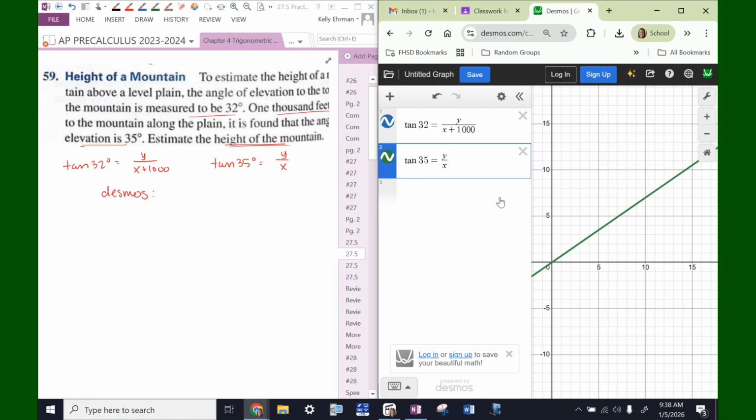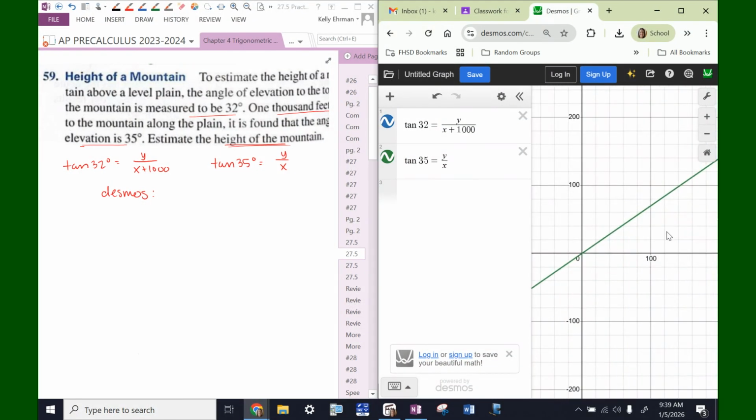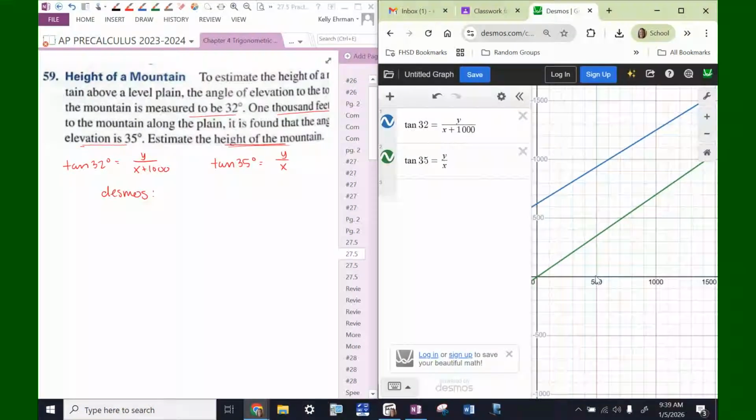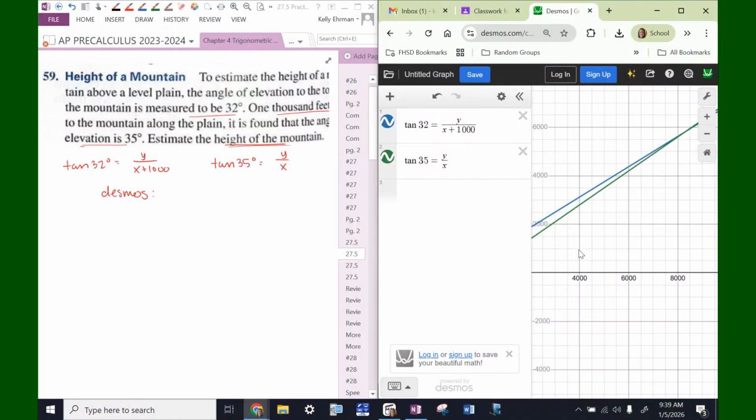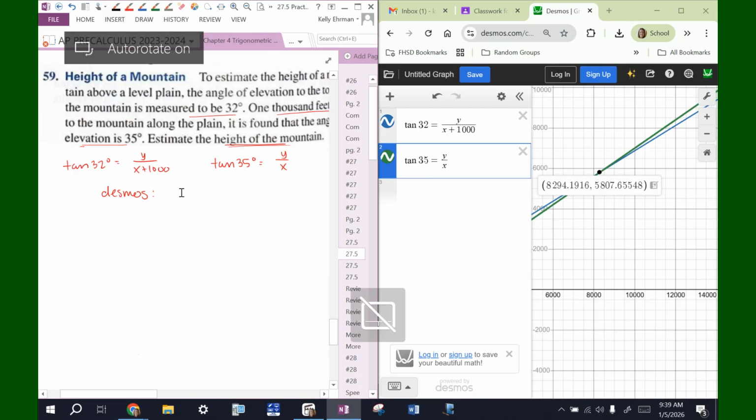We're talking about the height of a mountain, right? It's going to be a fairly big number. Right now I only see one graph. I'm going to have to zoom out quite a bit. There's the other graph. Okay, here we go. Click somewhere near. Again, pay attention to which answer you want. We want the height of the mountain, which is the y coordinate. So this mountain is 5,807.655 feet.